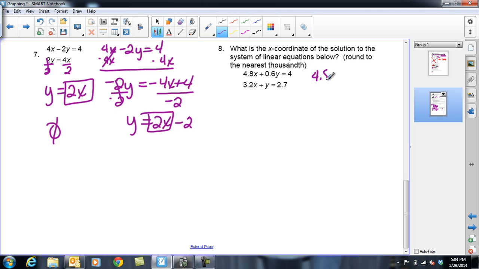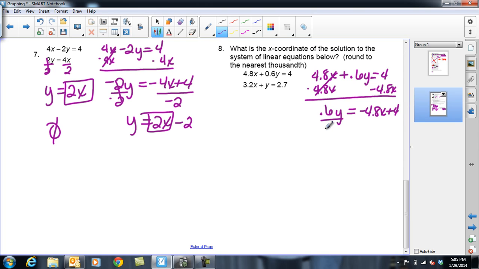So let's do this first one. I have 4.8x plus 0.6y equals 4. And I've got to get y by itself, so I'm going to subtract 4.8x. So I end up with 0.6y equals negative 4.8x plus 4. And now I have to divide by 0.6. So I get y equals, well, this makes negative 8x. If I put negative 4.8 divided by 0.6 in my calculator, I get negative 8. And then this 4 over 0.6, it actually comes out to 6 2/3, but I don't want a mixed number, so I'm going to leave it improper, and I'm going to write it as 20 over 3.